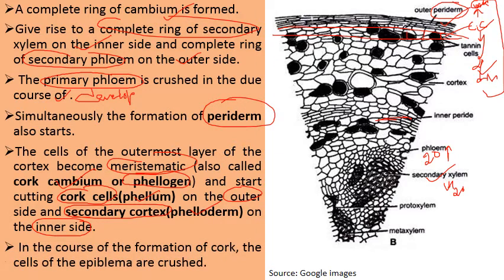In the course of the formation of cork, the cells of the epiblema are crushed. As cork forms, the outer epiblema cells also get crushed. They get ruptured by the formation of cork cells. So this is all about secondary growth in Cycas.